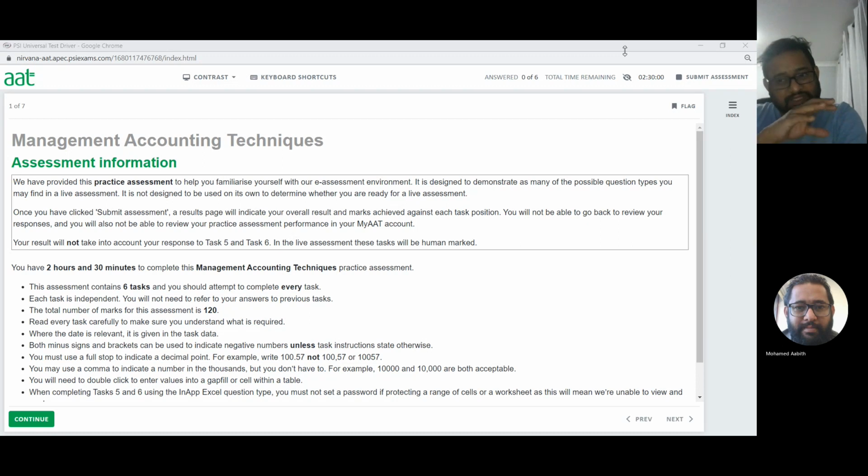In this exam, it's a different format. If you notice, they have an exam time of 2.5 hours where you do 6 tasks, but 4 of them will be calculation-based questions, and 2 you will be doing in a spreadsheet on the exam screen. So what we're going to do today is do this in 2 parts.